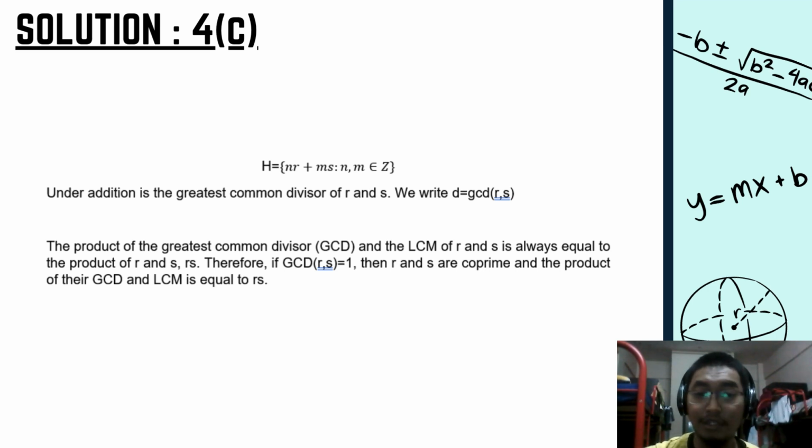The product of the greatest common divisor GCD and the LCM of R and S is always equal to the product of R and S, RS. Therefore, if the GCD of R and S equals 1, then R and S are coprime and the product of their GCD and LCM is equal to RS.